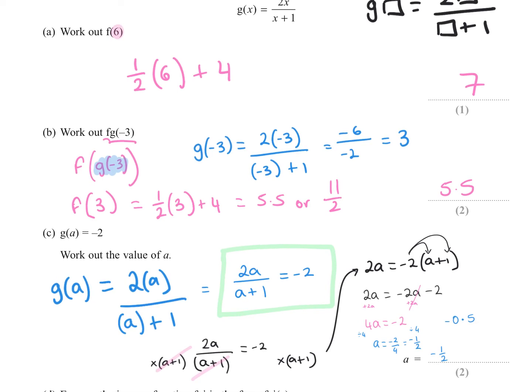Okay, so there we go. This is how we solve part C. We substitute in the value of A into our function. We then put it equal to what it says, and then we just solve. Again, this is just solving linear equations.